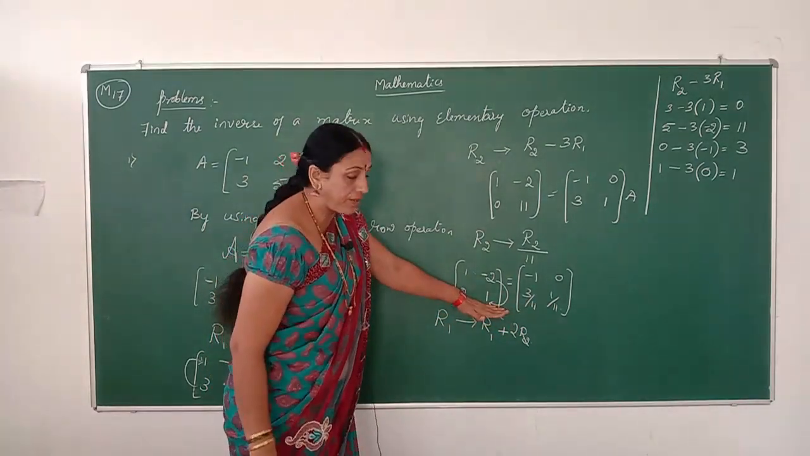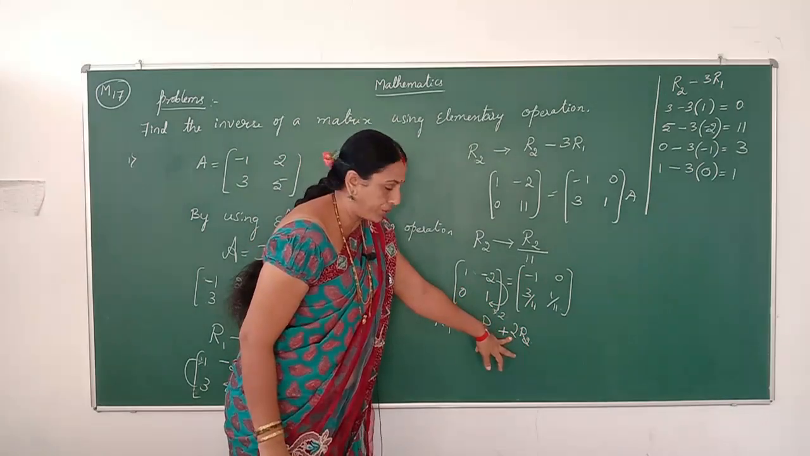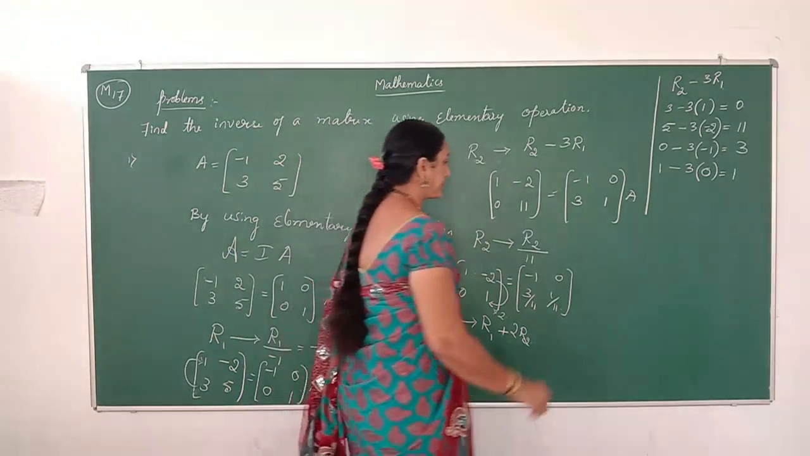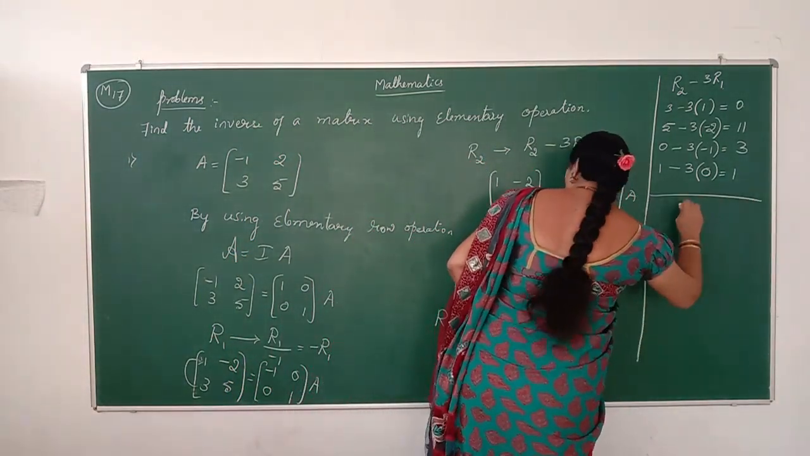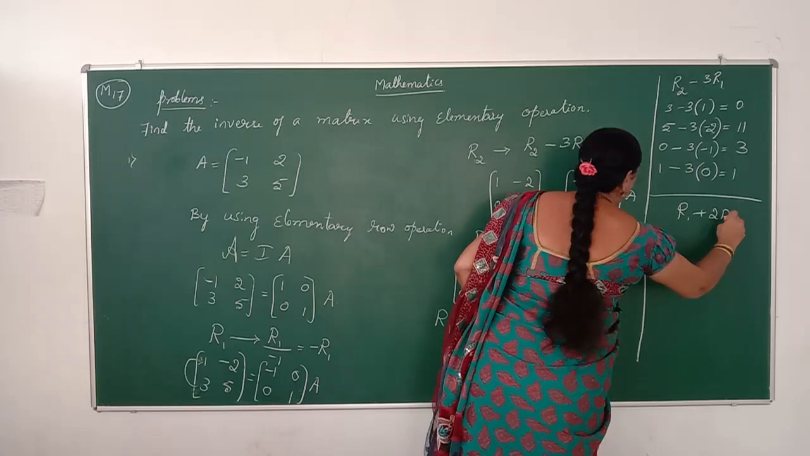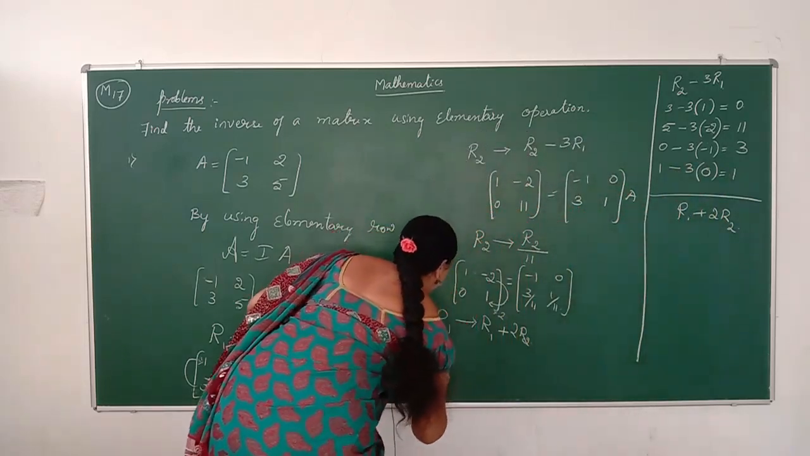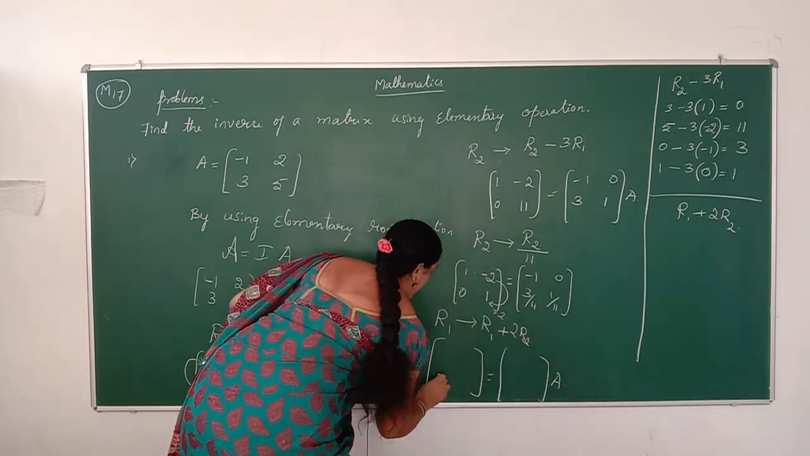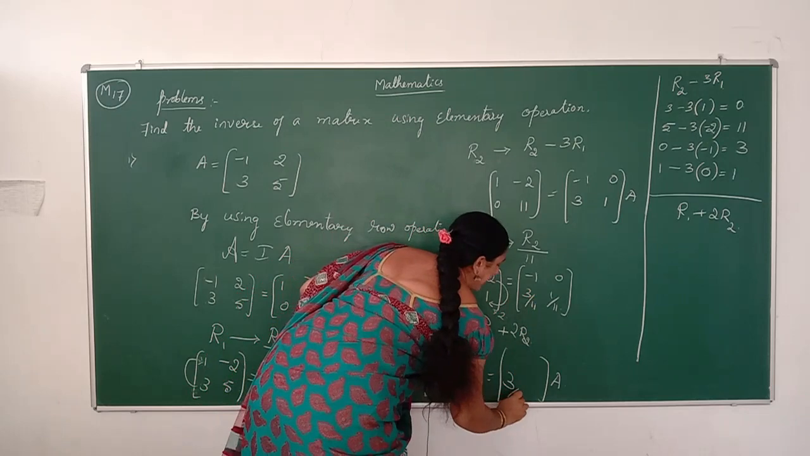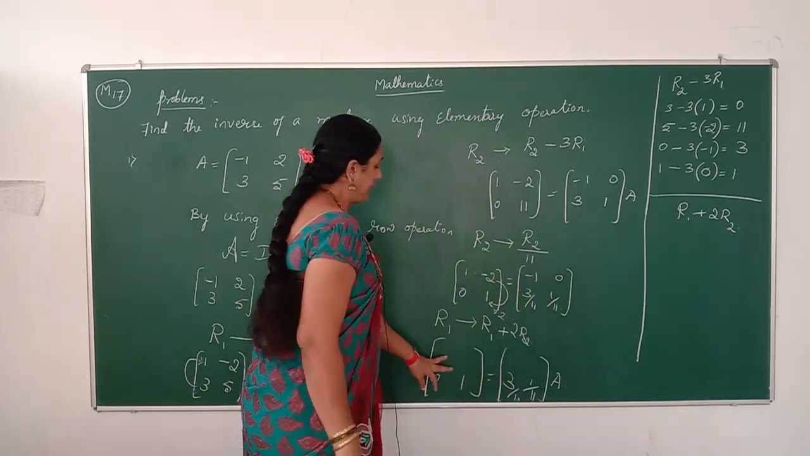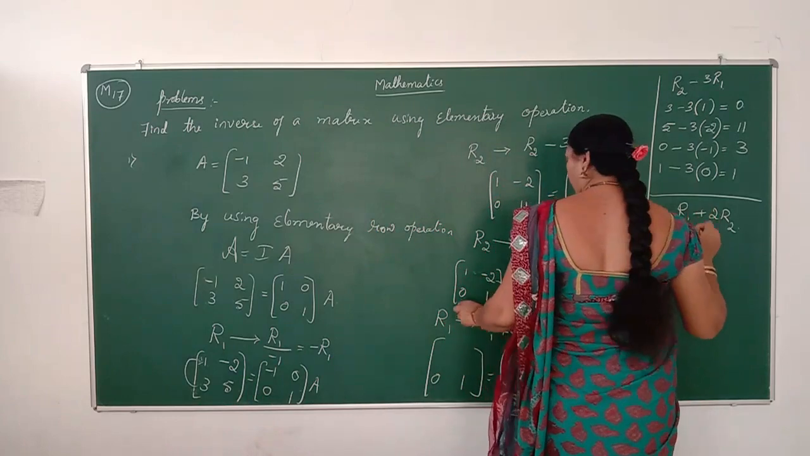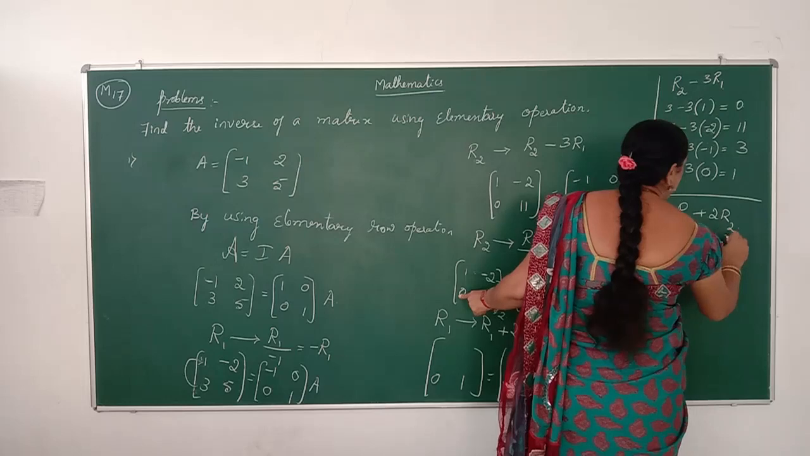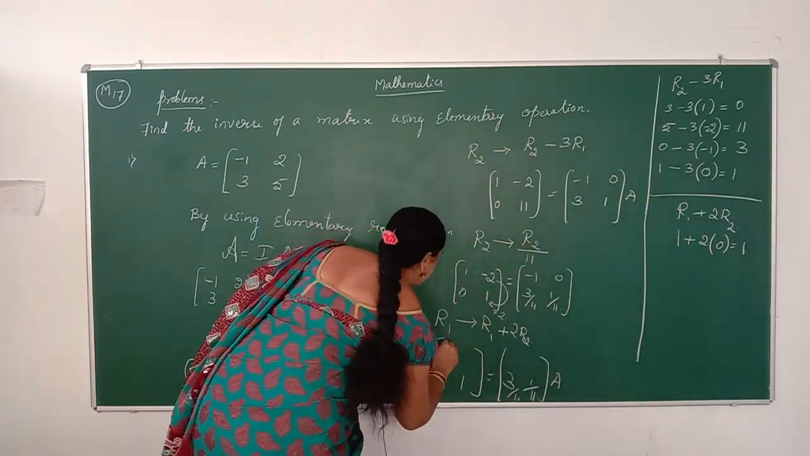It means elements of R2 are multiplied by 2 and these elements are added to the corresponding elements of R1. That is R1 plus 2 times R2. Now the elements of R2 are 0, 1, 3 by 11, 1 divided by 11. Now R1 is 1 plus 2 times the corresponding R2 element 0. That is nothing but 1.